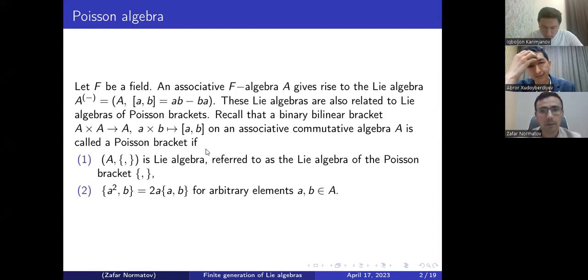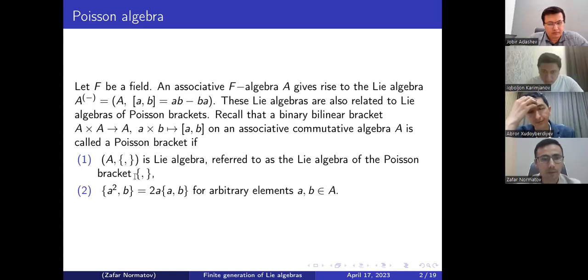Recall that a bilinear bracket on an associative commutative algebra is called Poisson if it satisfies the following two conditions. Namely, this algebra is a Lie algebra, referred to as the Lie algebra of the Poisson bracket, and it also satisfies this condition. Actually, this condition is equivalent to the Leibniz rule in the definition of the Poisson algebra.